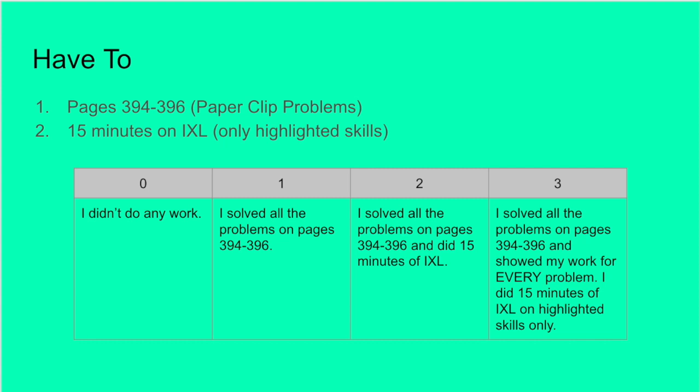Here's your have-to for today. You're going to first complete pages 394 to 396, and that's the paper clip problems. Please remember that there's the 100 grid all the way at the bottom of the assignment, which will help you show your work. And then you need to do 15 minutes on IXL. Remember that it's only the highlighted skills that you should be working on. To get a 3, you need to solve all the problems on pages 394 to 396, and you need to show your work for every problem. You also need to do 15 minutes of IXL on your highlighted skills only.